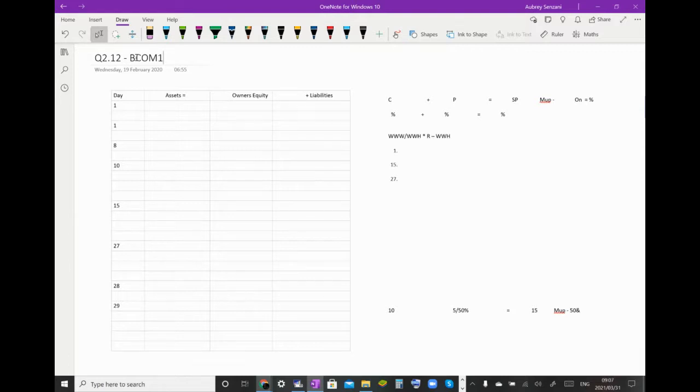Then it says markup 30% on selling price. Ooh, okay. Note the markup is not quoted as a percentage on cost. So they're even giving you a hint. Refer back to question 2.10 for more information. Okay, we don't need to do that. We will proceed. So we know that.